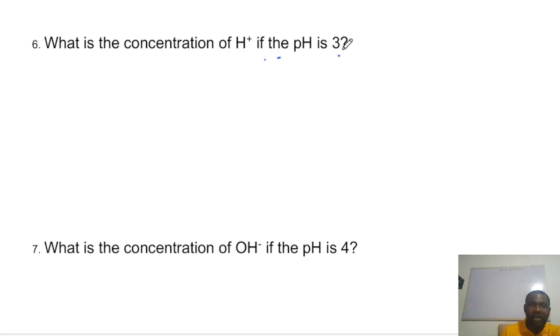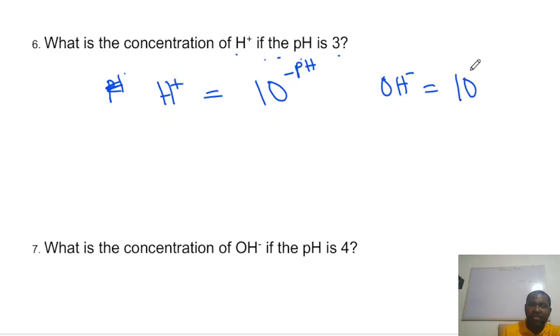Now, if you are given pH and you're asked to find hydrogen ion concentration, the hydrogen ion concentration is equal to 10 raised to power minus pH. And that's the same thing with the hydroxide ion concentration. It is 10 raised to power minus pOH. So that means if I substitute the value of the pH, which is 3, this is going to be 10 raised to power minus 3. That's the answer. Or I say 0.001 molar. Okay?